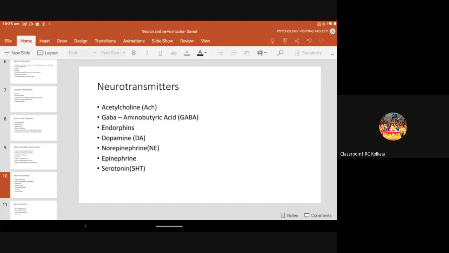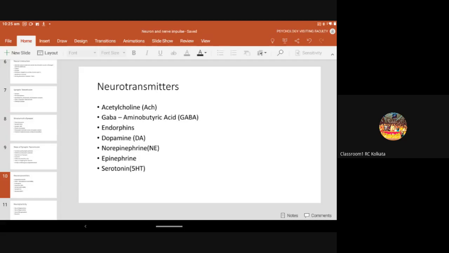Now, you can see on the screen, there are some names present here. These are mainly the excitatory neurotransmitters like the acetylcholine, that is ACH, then GABA, it is the aminobutyric acid, in abbreviated form it is known as GABA, then endorphins, the dopamine, that is DA, and norepinephrine, NE, epinephrine, and as well as serotonin, which is abbreviated as 5-HT.